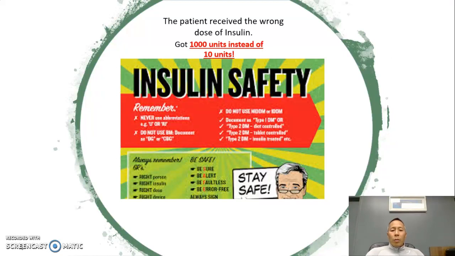My presentation is on the case in which the resident physician wrongly gave the patient too many units of insulin. So, the patient got 1,000 units instead of 10 due to some factors that ultimately led to the doctor's wrong calculation and error.